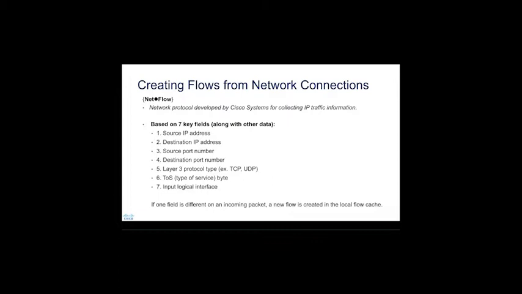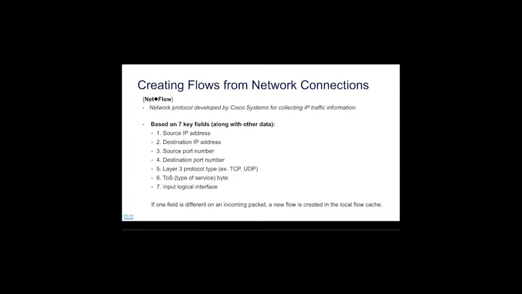So we have 7 key fields for that. Source and destination IP address and source and destination port number, pretty straightforward. Number 5, the layer 3 protocol type, could be TCP, UDP, IGMP, GRE, ICMP, etc. Number 6 is the type of service byte. If you're not familiar, the TOS byte also includes IP precedence information, so some QoS type markings. And then number 7, what interface did this come inbound on this router, switch, or firewall? So what is the input interface, the logical interface?